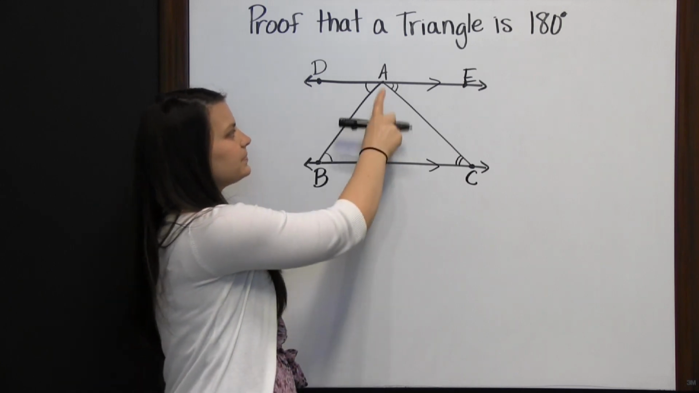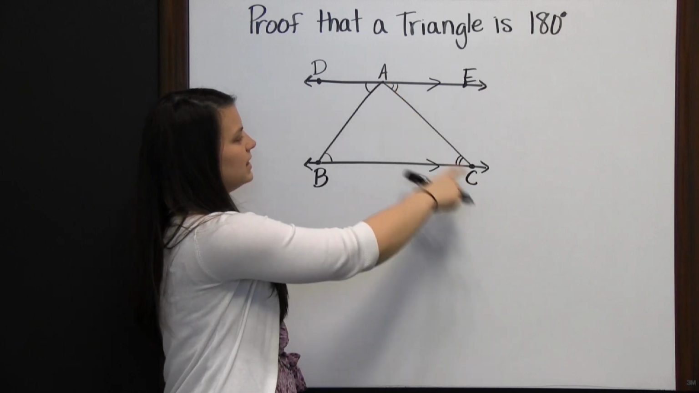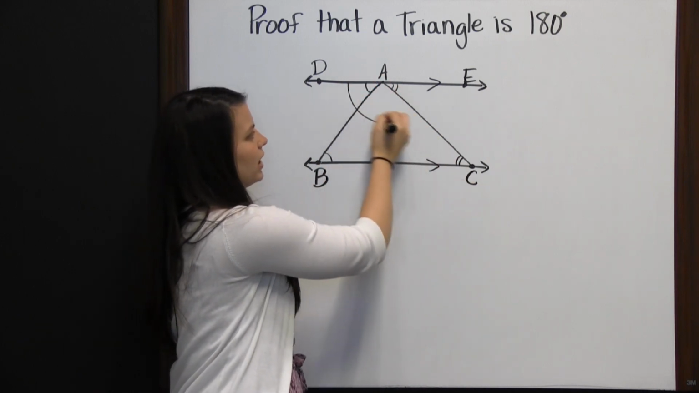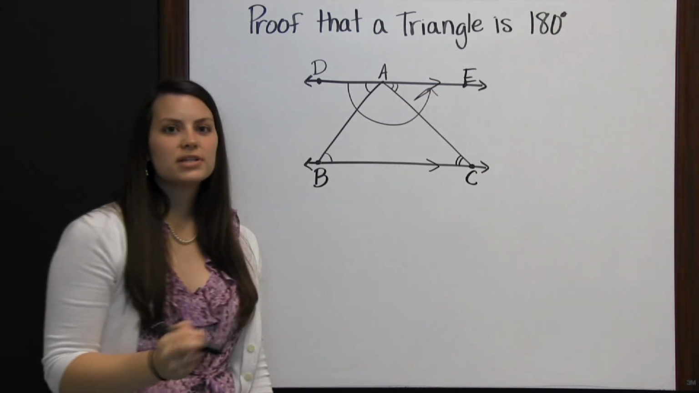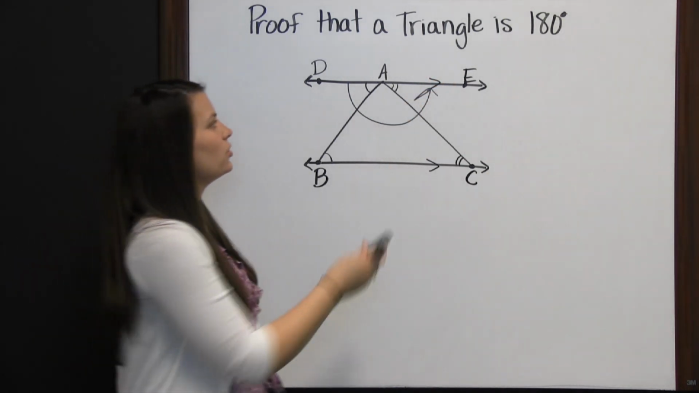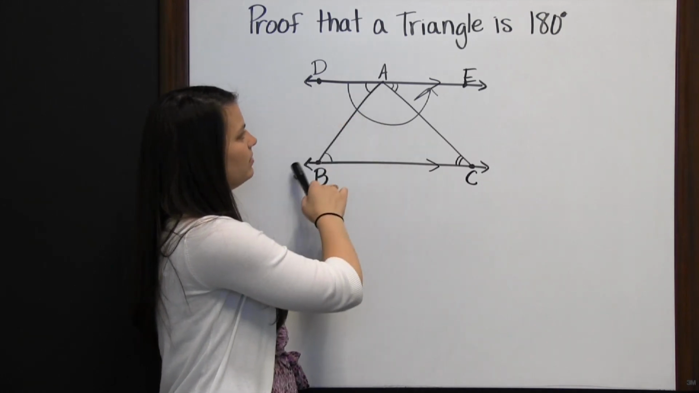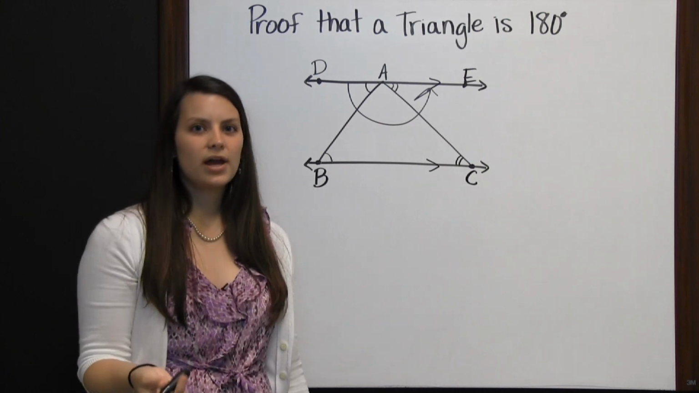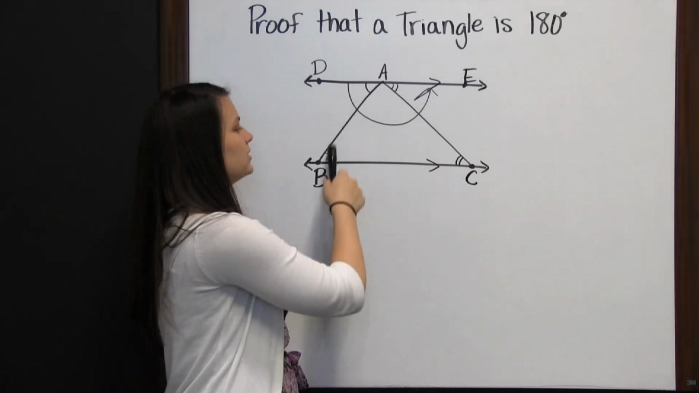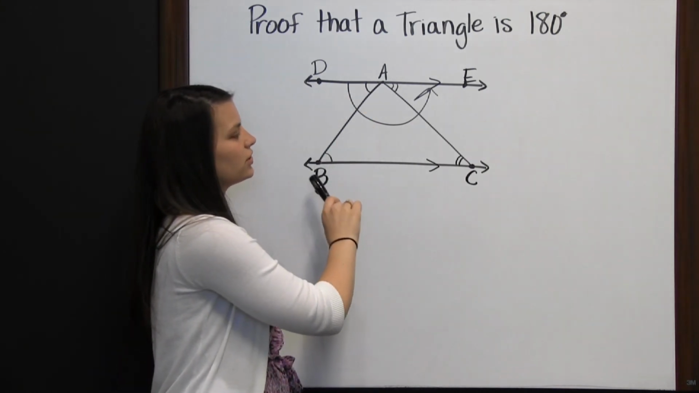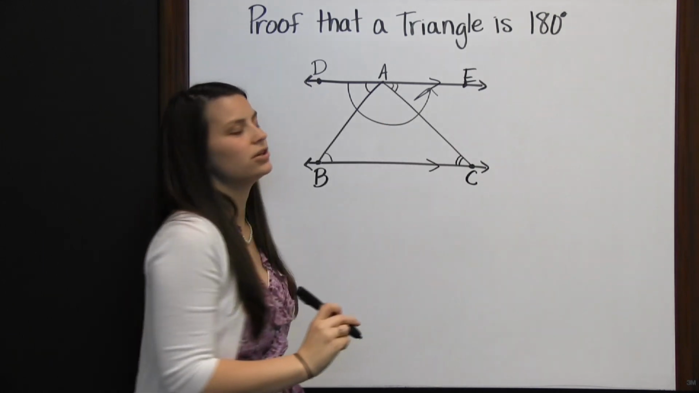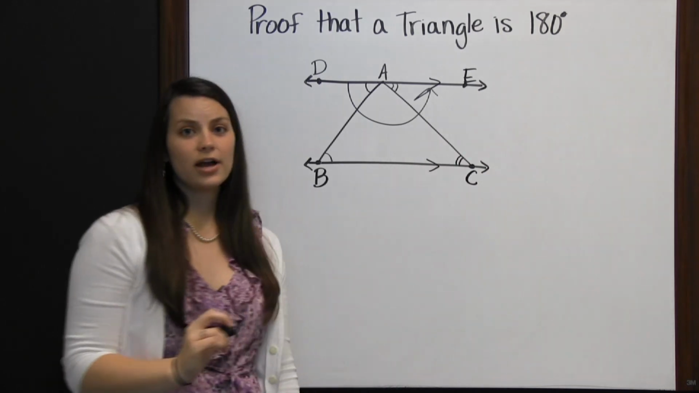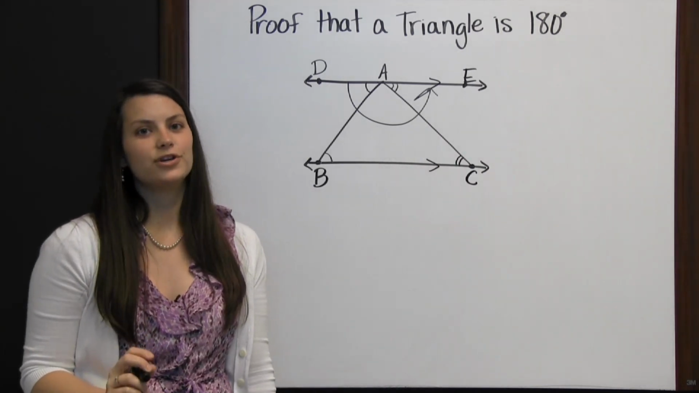And then finally, angle BAC, if you put it together with these other two angles, you get a straight line which measures 180 degrees. So since angle DAB plus BAC plus CAE equals 180, then because these alternate interior angles are congruent, and these alternate interior angles are congruent, that means that the three angles inside of our triangle also add to be 180 degrees.